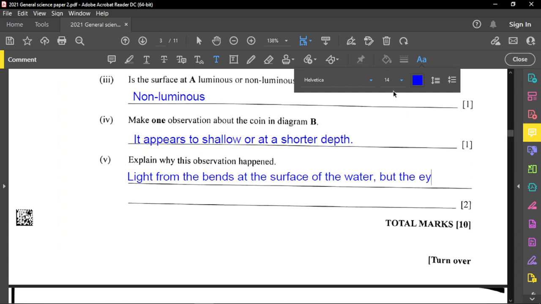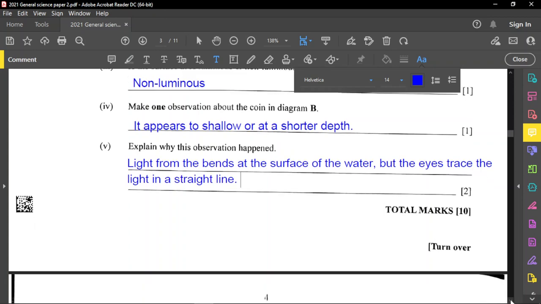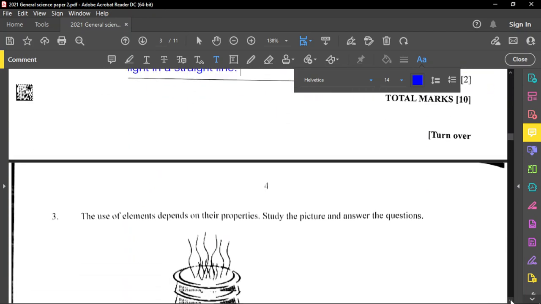But the eyes trace the coin or the light in a straight line. All right, so while the light is bending, the eye is seeing it in terms of a straight line. And that's why it appears shallower than the actual coin itself. So yeah, that's the two marks right there.